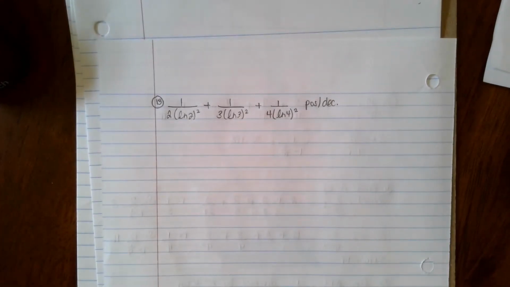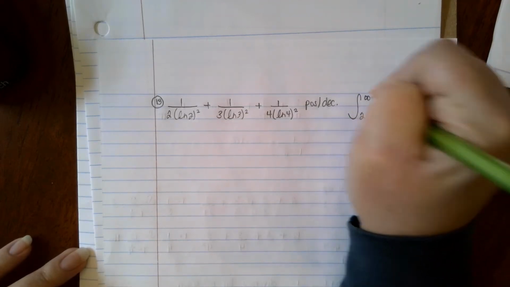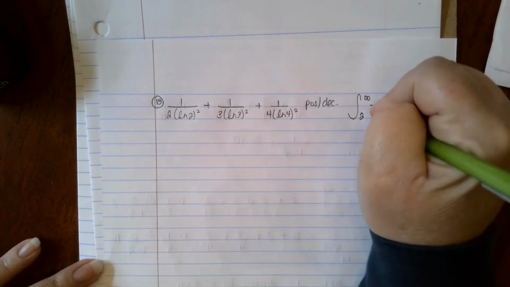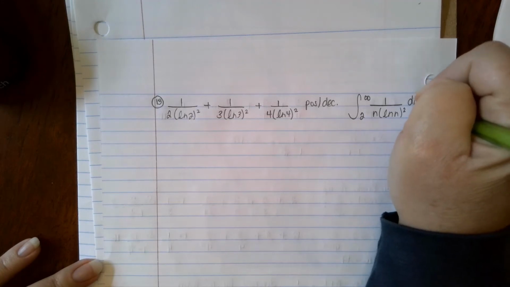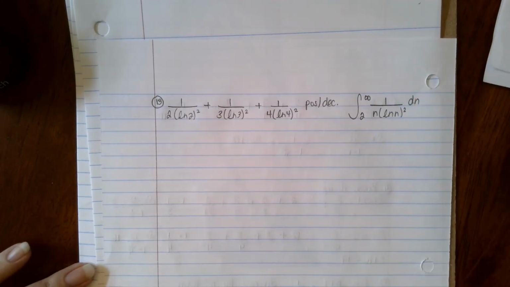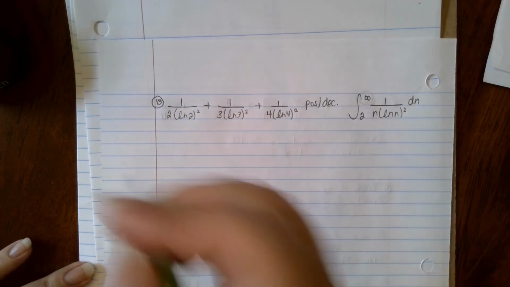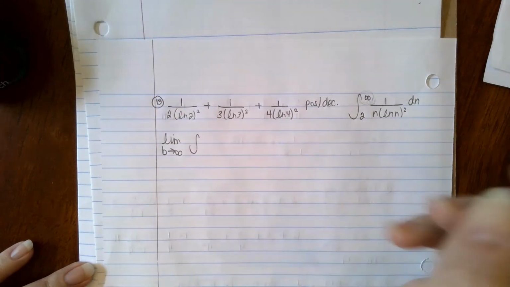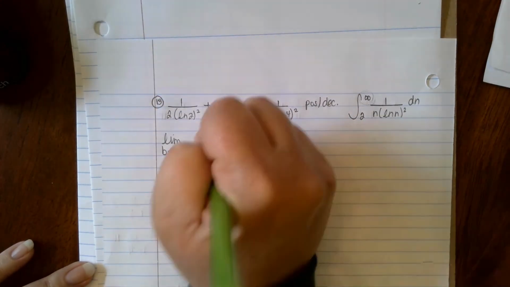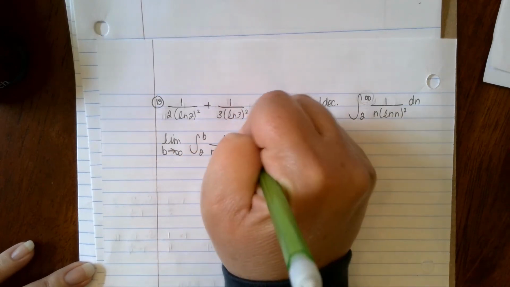There we go. That's a little more in focus. So what you're going to do is you're going to do the integration from 2 to infinity of 1 over n times ln n quantity squared dn. Now, when we're doing the limit to infinity, the infinity is in the b spot. So you've got the limit as b approaches infinity of the integration from 2 to b of 1 over n times ln n quantity squared.